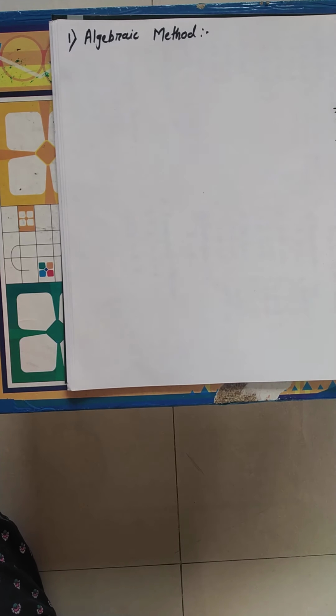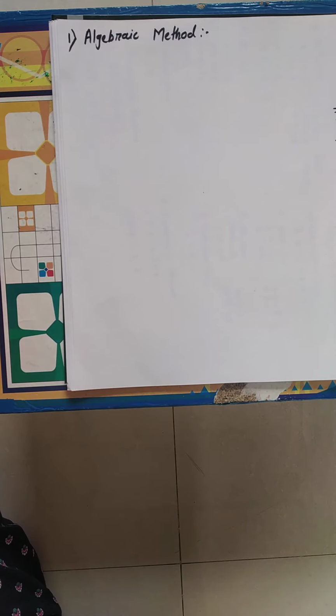Hello friends, today we are going to see the first technique to simplify Boolean equations. Our first technique is the algebraic method. This is a method which is used for simplifying the Boolean equation. In this method we use Boolean laws and De Morgan's theorems to simplify the Boolean equation, right?